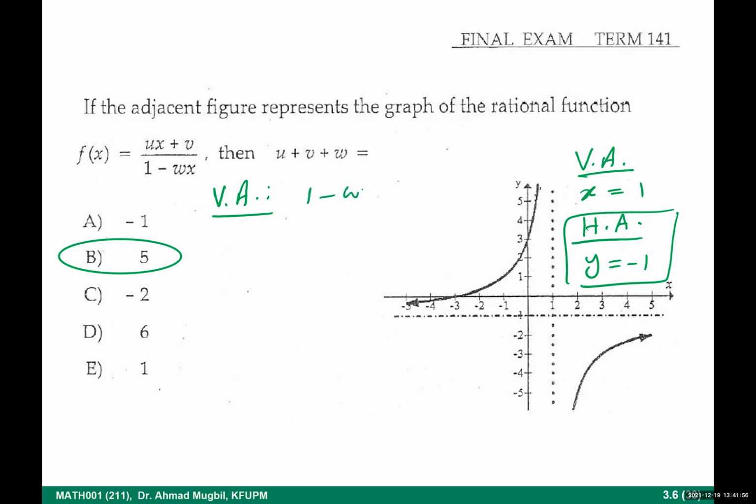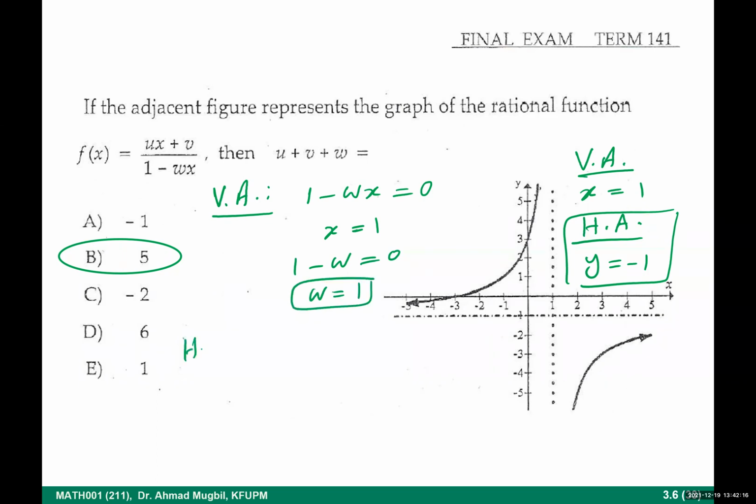Here we are. Now, from the function, what is the vertical asymptote? 1 minus omega x equals to what? To 0. To find the vertical asymptote, you will do this. But you know that now x is 1. So this means that 1 minus omega equals 0. So the omega is 1. So we obtain omega.